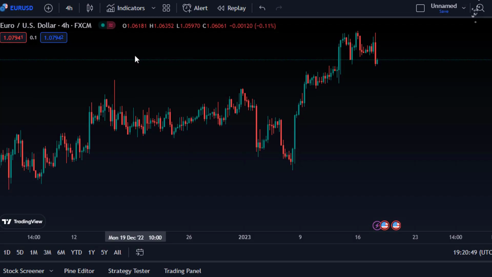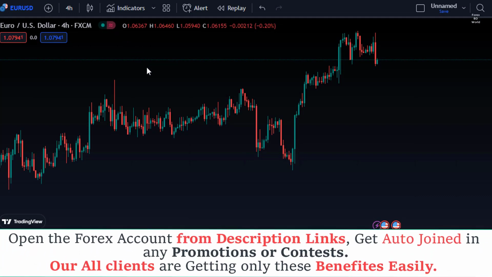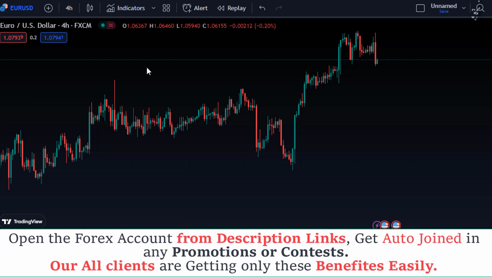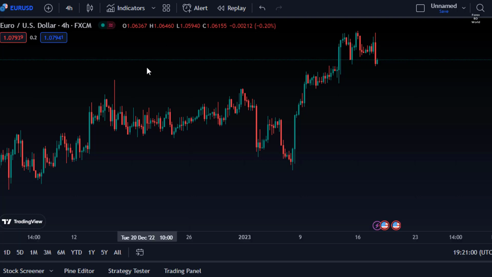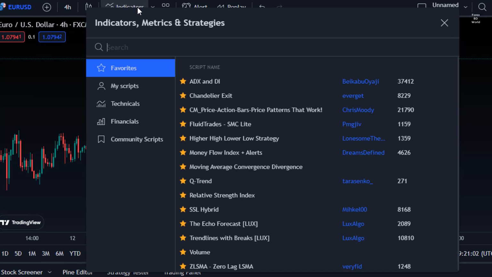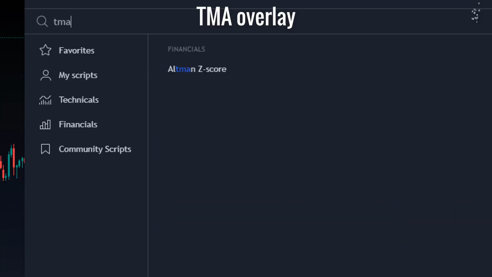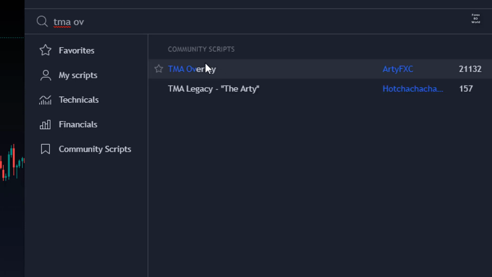First, let's see how to set up the indicator. Here we will set up two indicators and analyze using these two indicators. At the beginning, we come to the indicator option in TradingView, and then from here, we will search by typing TMA overlay. When you search by typing this name, this indicator will appear in front of you, and you have to set up the same indicator that we are setting up.